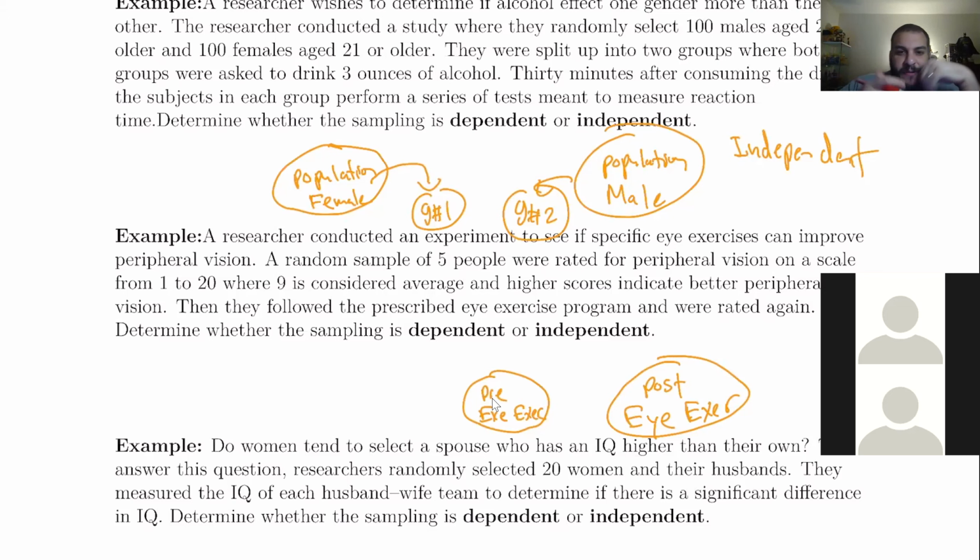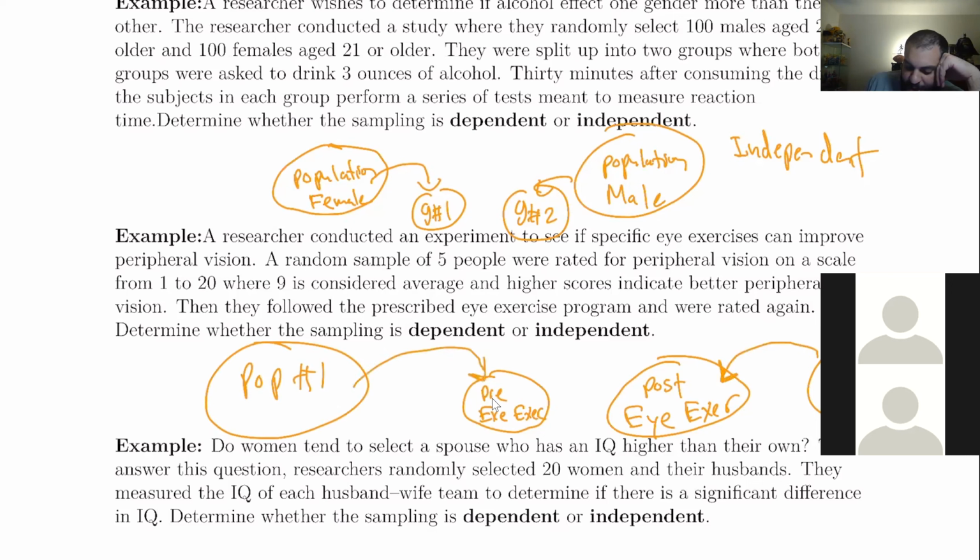So say we have these two populations. Would it be smart to get somebody for population 2 to take the eye exercise, and then get somebody from population 1 to do the exam without doing the pre-exam? Would that make sense?